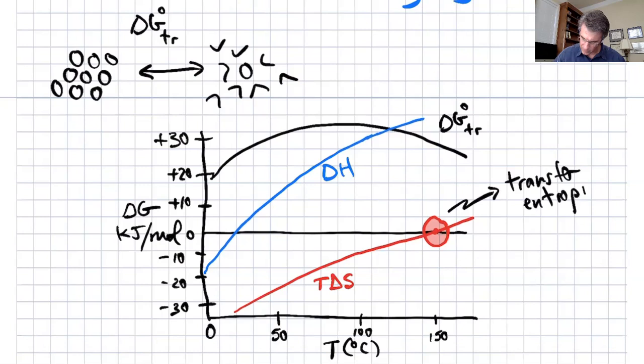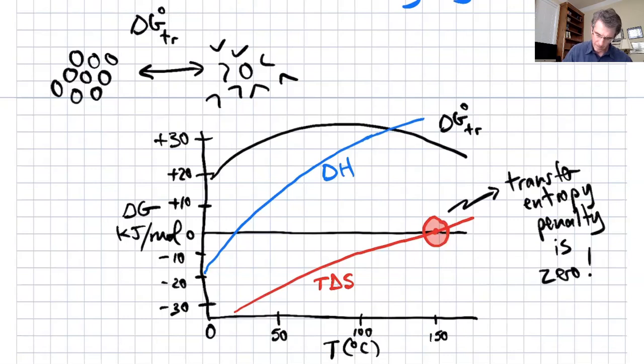Or another way to put it is the transfer entropy penalty is 0. Now think about that. What that means is there is 0 entropic penalty for transferring one of these organic molecules out of a solvent into water at 25 degrees. There's no entropic penalty, which means the water clathrates don't even form. They're not stable. They can't form. There's no entropy cost to making this transfer.